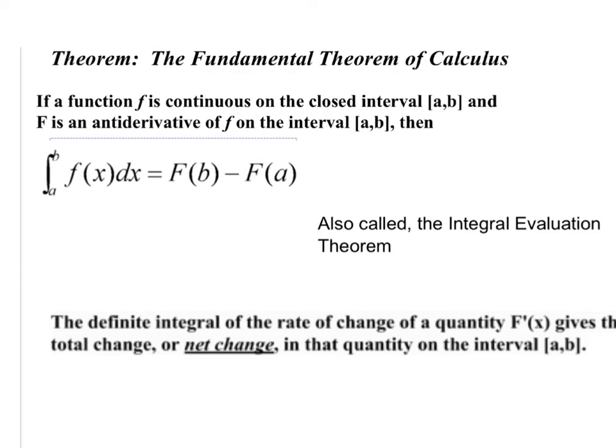So here it is. The fundamental theorem of calculus says if a function f is continuous on a closed interval [a, b], and capital F is the antiderivative of f on the interval from a to b, then the integral from a to b of little f of x dx is going to be the antiderivative at b minus the antiderivative at a. This is also called the integral evaluation theorem. The definite integral gives the total change, or the net change, of a quantity over that interval. This is the one we've been using before on the definite integral.